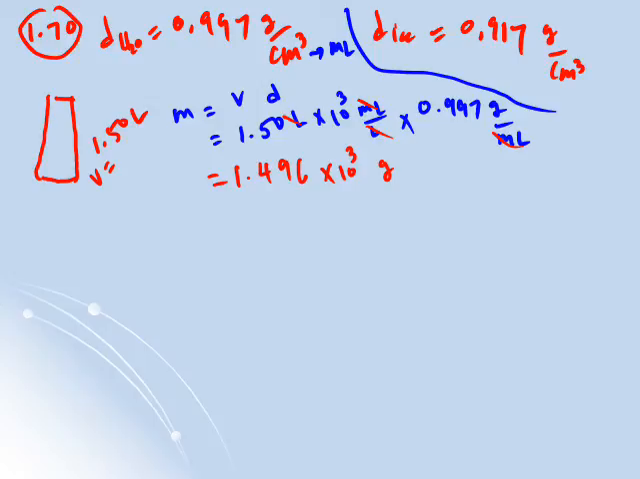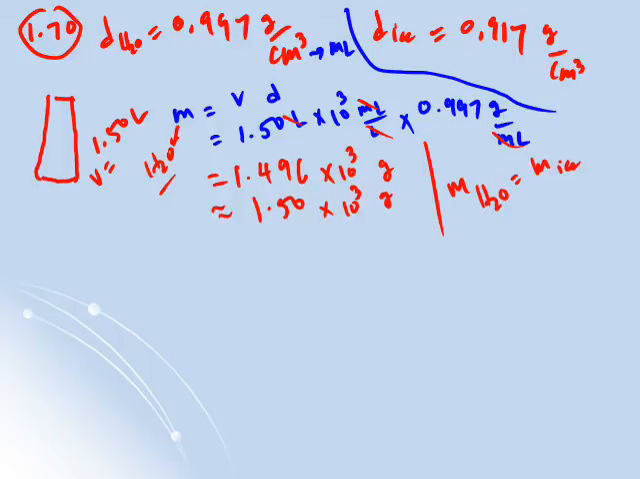Now when you change it to ice, again the mass is going to remain as 1.496. Now if you want to round off, because we had three significant figures, it will become 1.50 times 10 cubed gram. Now I want to remind you that this is the mass of water, H2O. Mass of H2O equals mass of ice, and that's what we're going to use now. The mass of ice is going to be 1.50. Let's use a different color. So now we're going to use mass of ice.